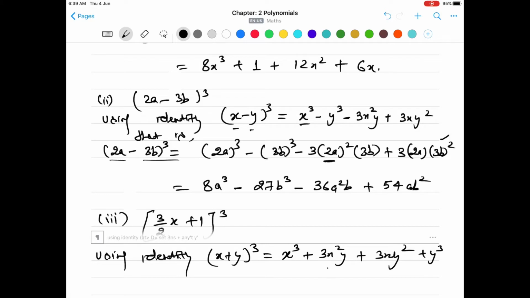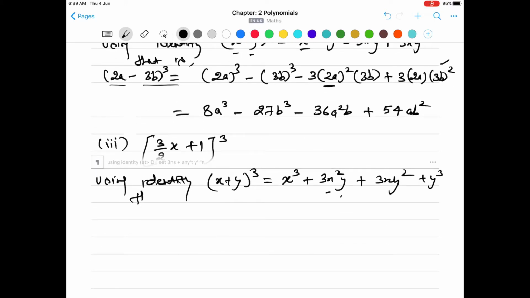Okay, first 3 into square of x then into y and then 3 into x into y square. So we'll write that: we have (3/2 x + 1) whole cube will be equal to, here x is 3/2 x and y is 1. So we have x cube, that means (3/2 x) cube.